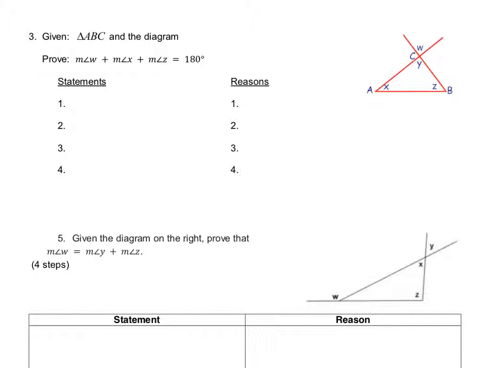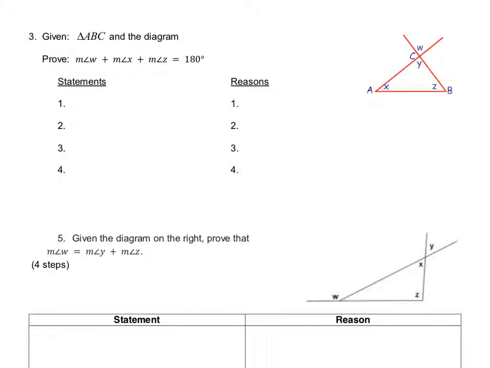Hello again. On to proof 3. This one looks a little better because it's only 4 steps. What we're proving here is that the measure of angle W plus the measure of angle X plus the measure of angle Z, so W plus X plus Z, equals 180. Let's see what that looks like in the diagram. That's W plus X plus Z equals 180.